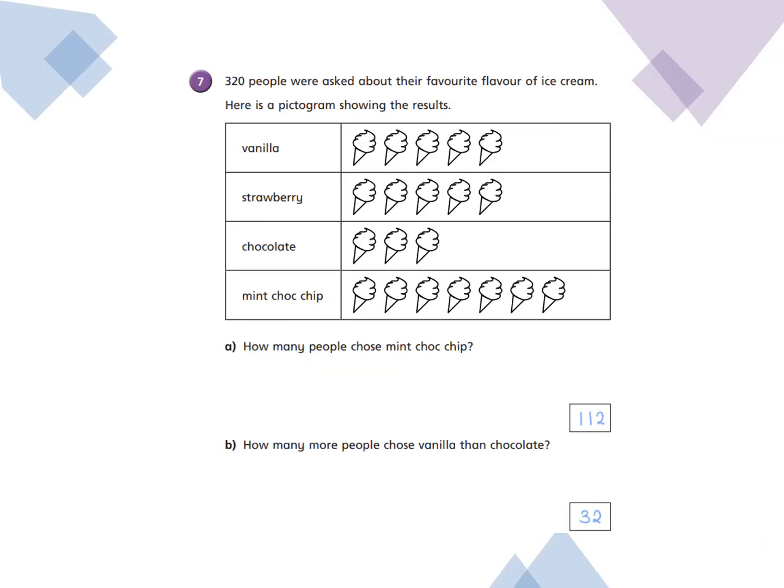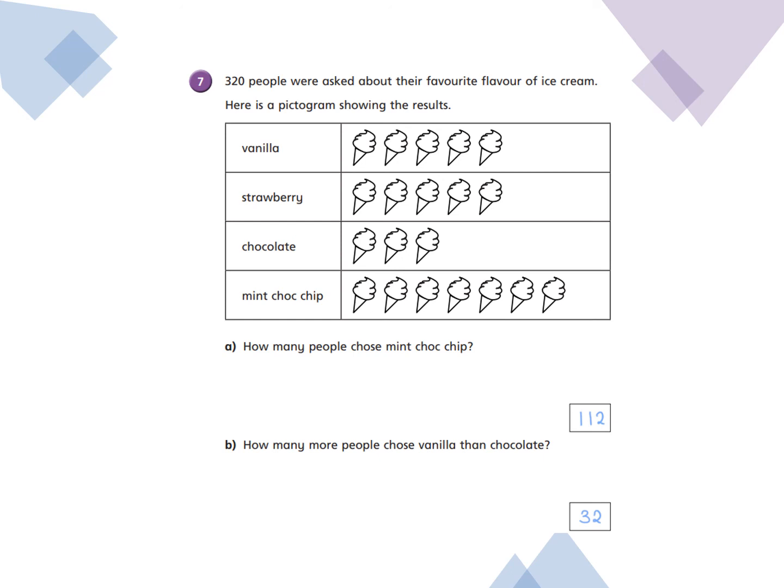And hopefully you've got these answers. You can see that there were 20 ice creams altogether, and therefore 320 divided by 20 will equal 16. Therefore each ice cream, I should say, represents 16. Okay, and if you take 16 and add it 1, 2, 3, 4, 5, 6, 7 times, you will get 112 for the amount of people who chose mint choc chip.